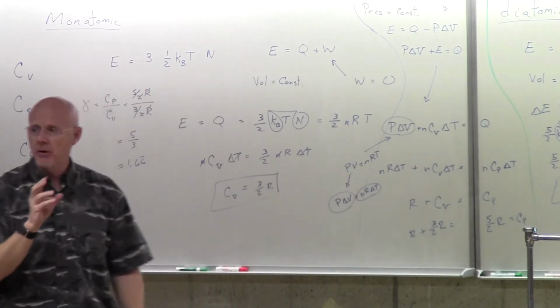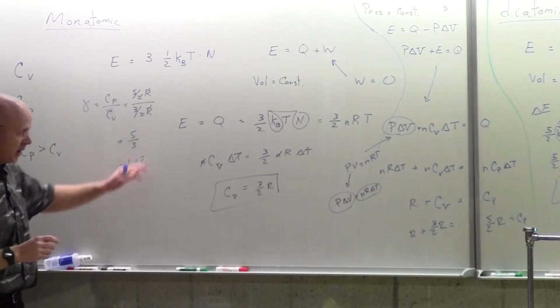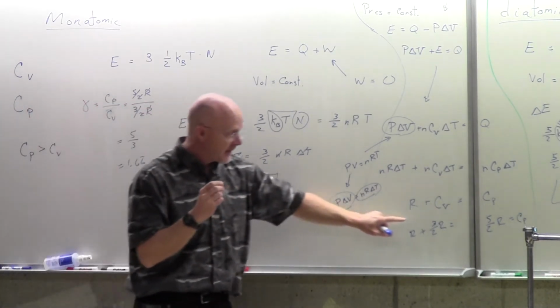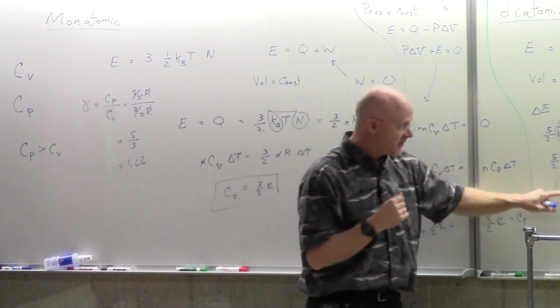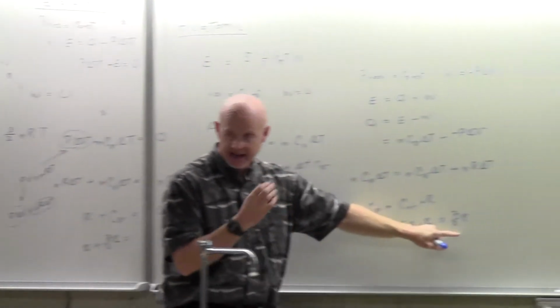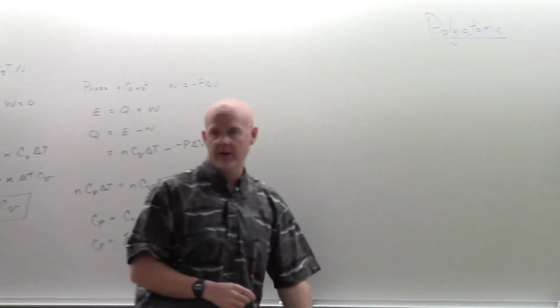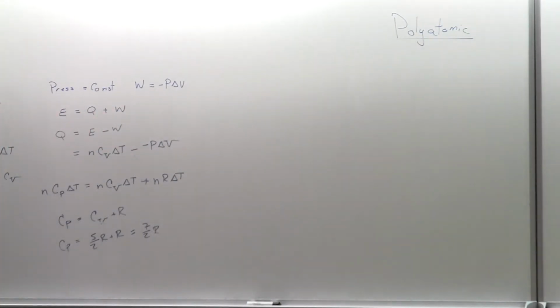And I always just remember the number of degrees of freedom. I know I have 3 degrees of freedom for the monoatomic. Add an R to it. I got 5 degrees. Add an R to it. So we'll talk about that next, yeah.